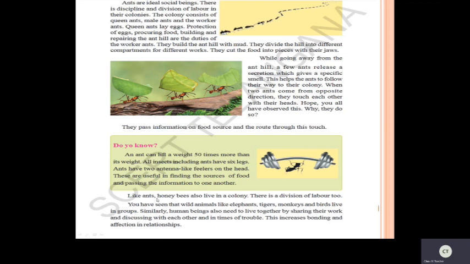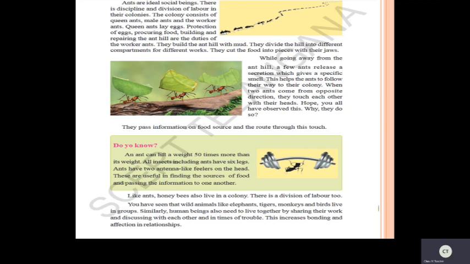Like ants, honeybees also live in colonies. There is a division of labor. So we have seen now how they are dividing their works. In the same way, we have seen that wild animals like elephants, tigers, monkeys and birds live in groups. Yes, children, we have studied now about animals and birds.